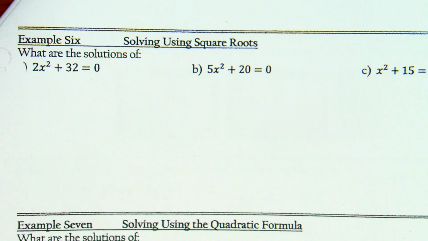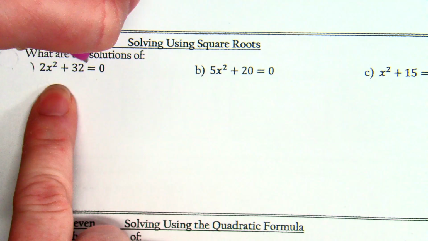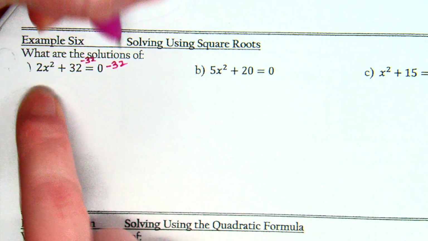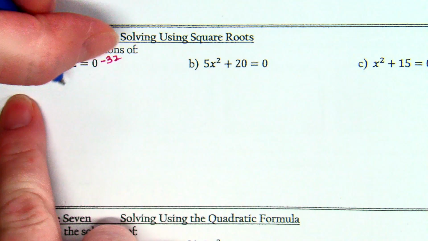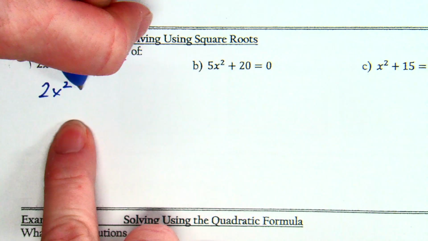When there's just an x squared, what do we do? I'm not going to divide yet. Can we just get the x squared term by itself? So let's subtract the 32 over. This will come back to you. You guys liked these. These were easy. You just don't remember them right now. Does that make sense? So if I keep the 2x squared, subtract the 32 over, then it's 2x squared equals negative 32.